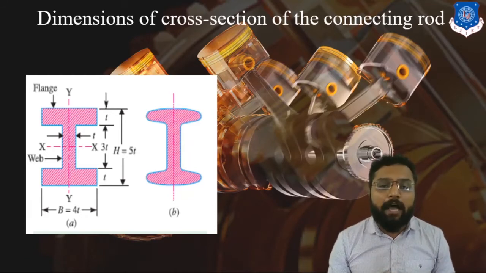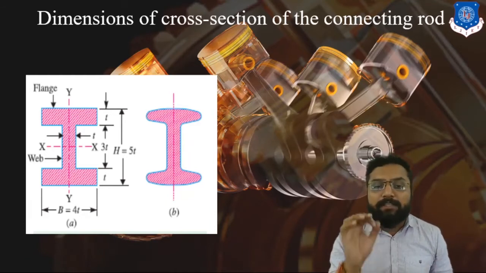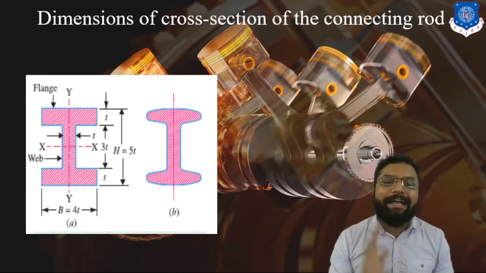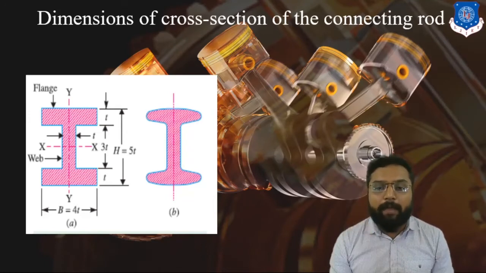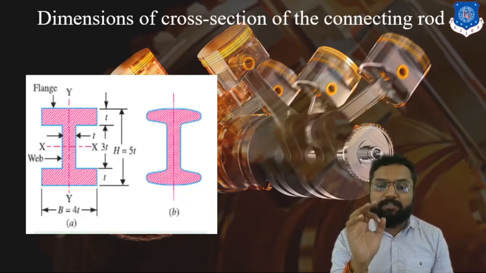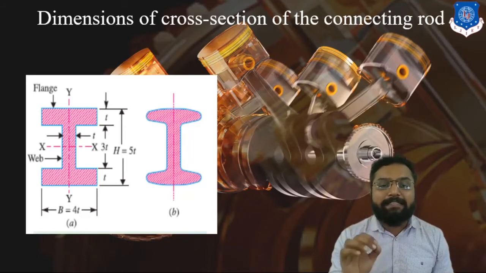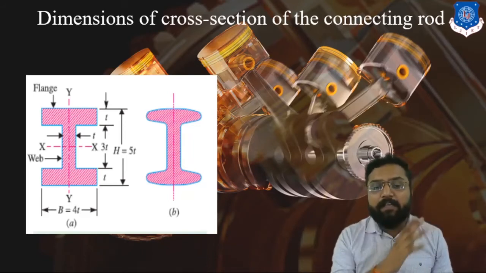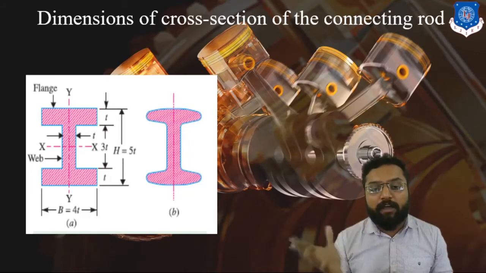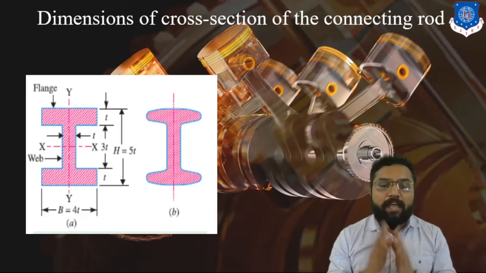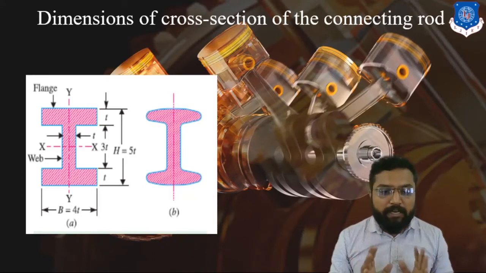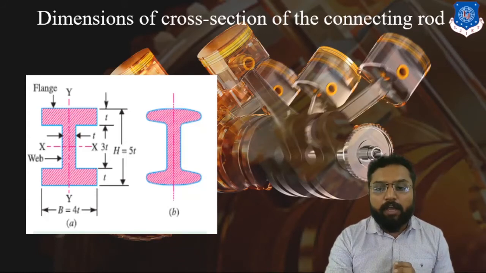Now the question is: how have we considered these dimensions? These are standard dimensions which are applicable to any kind of connecting rod. While designing this kind of connecting rod, you should always remember these are standard dimensions which can be applicable to each and every connecting rod you are dealing with. If it is an IC engine, a diesel engine, or a petrol engine, or any type of engine that has a connecting rod, then you have to consider this kind of standard dimension. So these are the standard dimensions for your connecting rod.